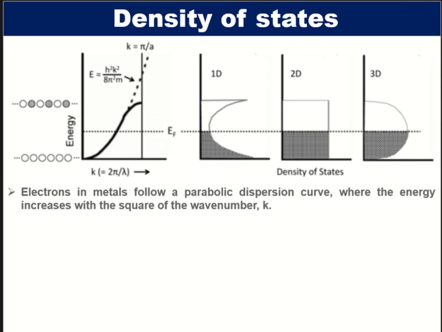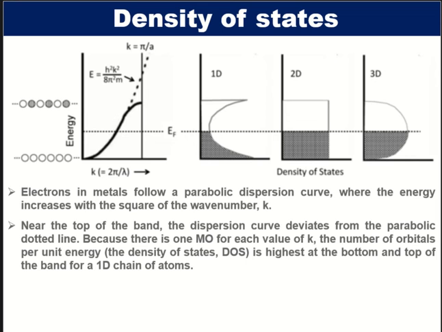So this was the original diagram, E versus K, and now we are discussing E on the y-axis in this particular density of states graph. This is the energy on the y-axis, and on the x-axis you have density of states. So density of states here is maximum for the lowest energy, but when you go to 3D it is entirely reversed.